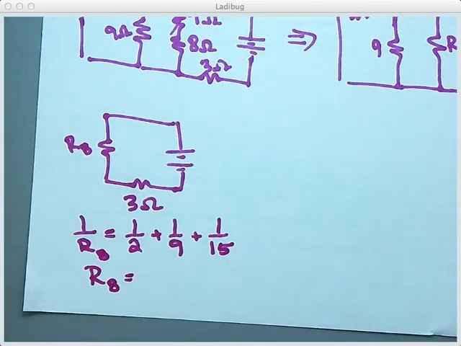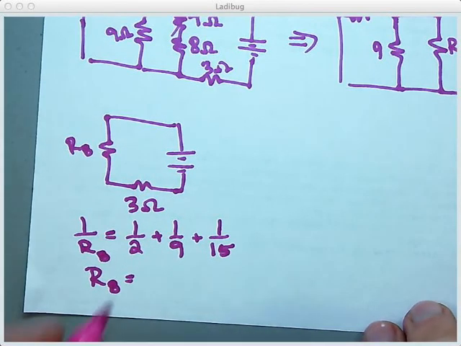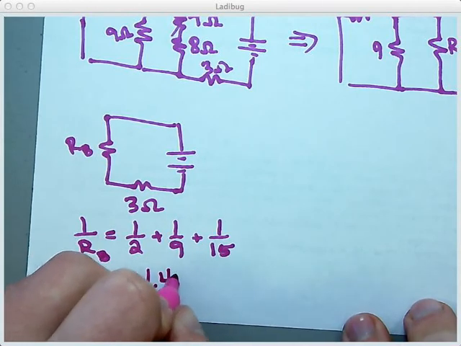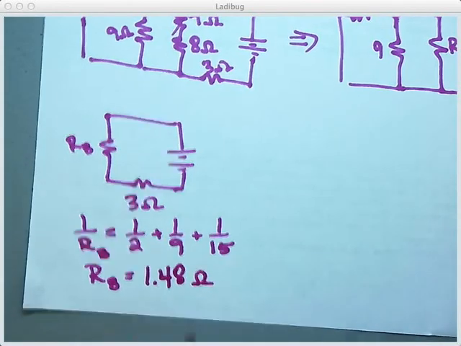I don't know what that value is right off the top of my head. I don't know the greatest common denominator of 2, 9, and 15. Something. 61 over 90. Okay, so it's going to be 90 over 61. So let's put that as a decimal. So 1.48. Okay, so RB equals 1.48 ohms.